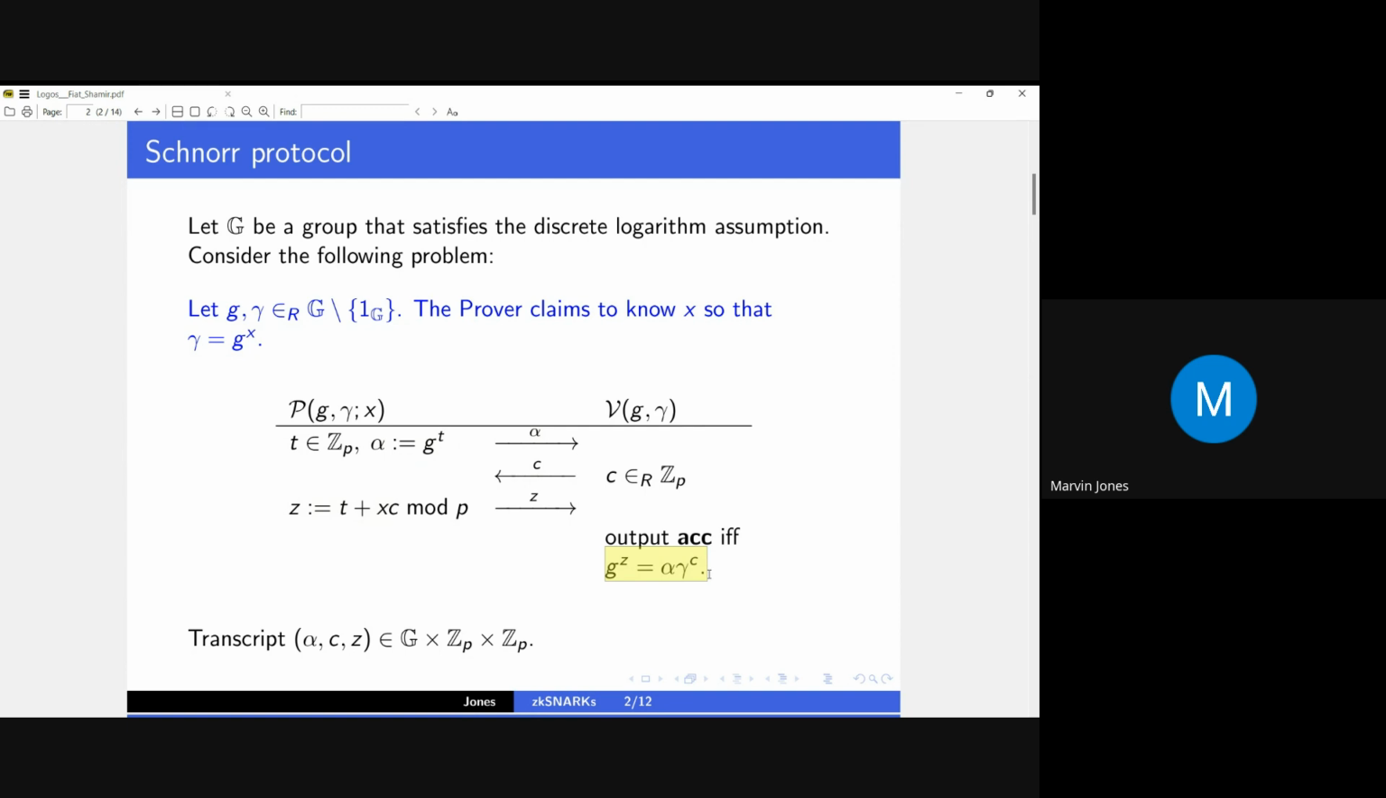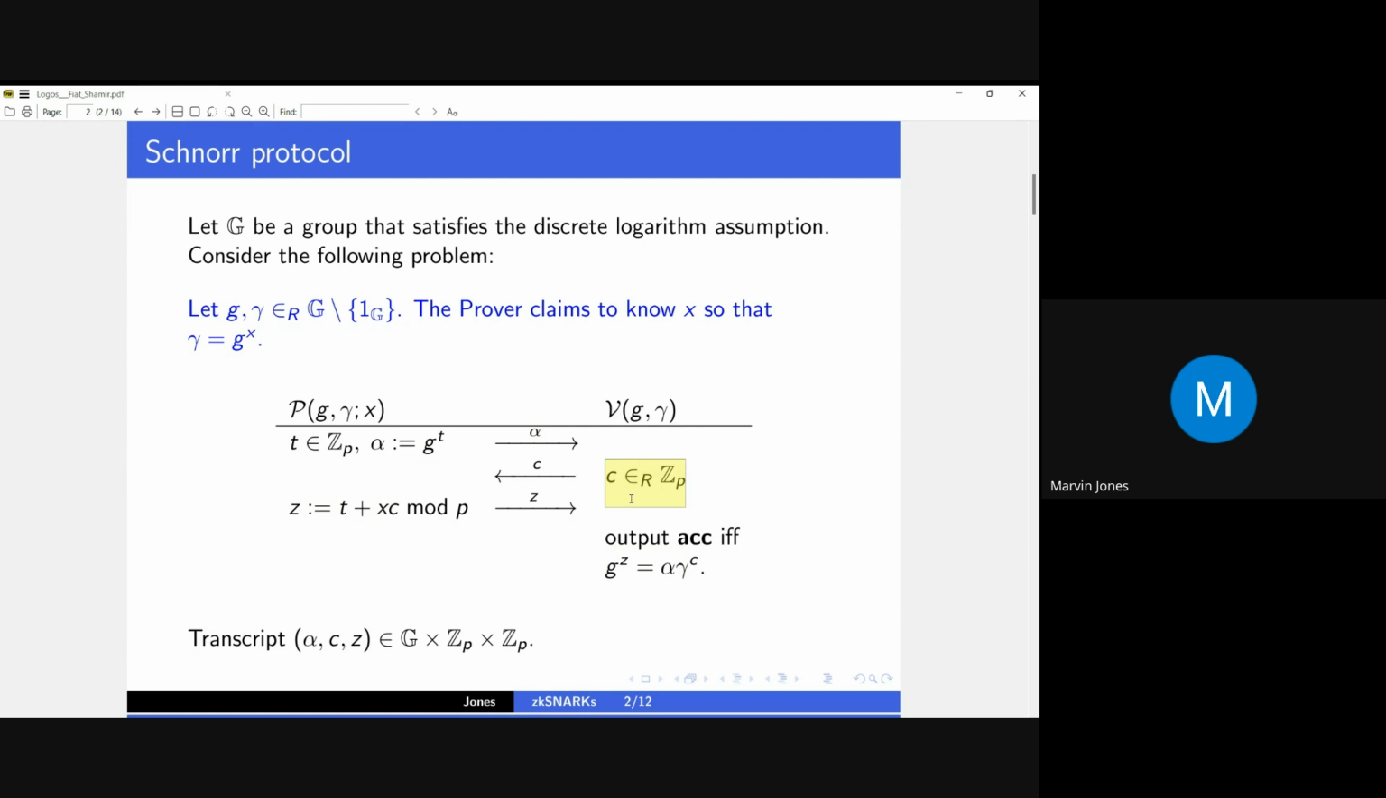With this protocol, we have a transcript. The transcript is given by alpha, c, z, and this is just the order that we exchange the messages. If you want to be completely pedantic, this is the transcript of the interactive protocol. The difference between an interactive and non-interactive protocol is that this required direct communication with the verifier. We want to remove that communication so that any verifying party can check the proof. Now, to do that, we have to get rid of the c.